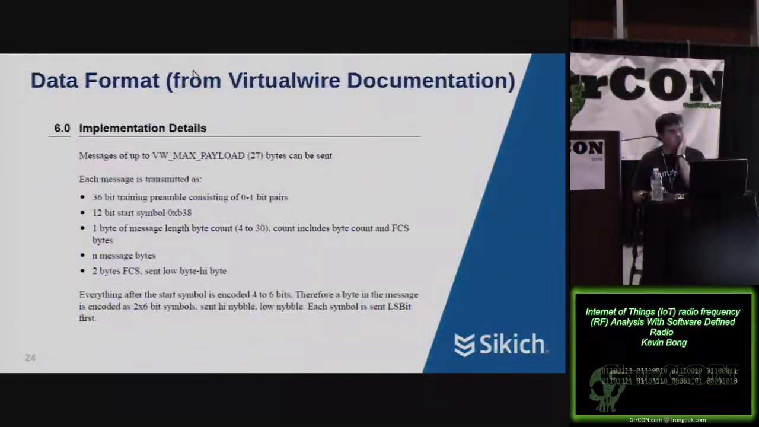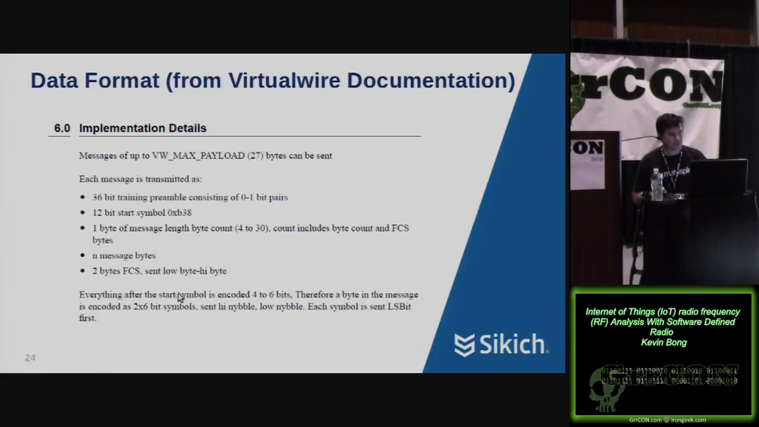All right. So from the VirtualWire documentation, it says each message is transmitted as a 36-bit training preamble. That's what I said, that up, down, up, down. If we go back and count those, there'll be 18 peaks, because an up is a 1 and a down is a 0, that's 2 bits, up, down. So that's the 36-bit training preamble. And then we'd expect to see a 12-bit start symbol that's 0xb38, followed by the message length, which is 2 bytes.